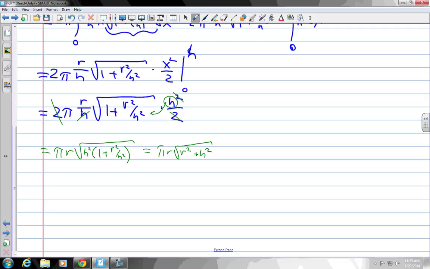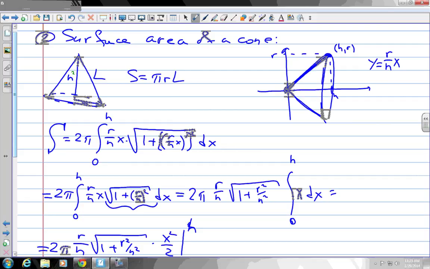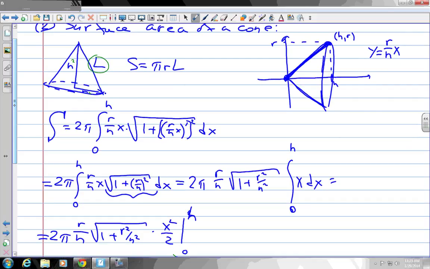Just like you can take something out of the square root by taking the square root of it, you can put something into the square root by squaring it, right? 2 square roots of 2 is the same as square root of 8, because if I put 2 back on the inside, it becomes 4 times 2. So you can do it both ways, right? But r squared plus h squared is L, square root of that. So we're good.